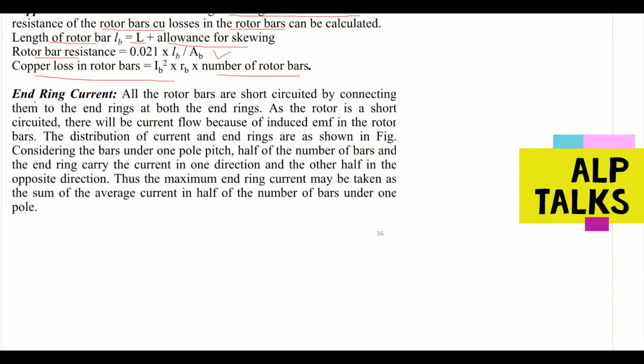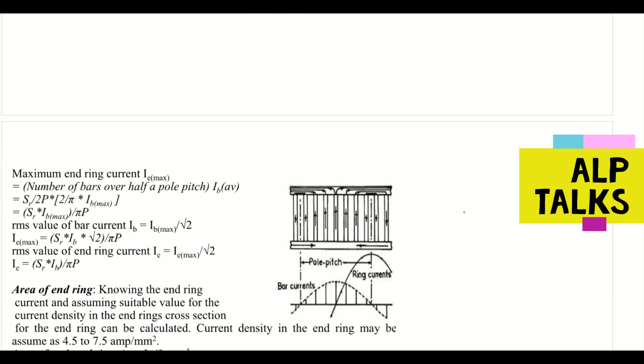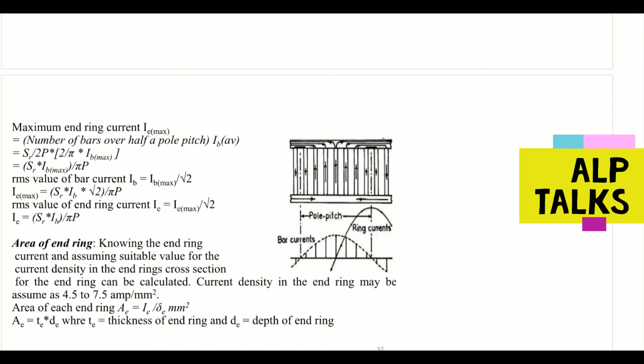End ring current. What will be the end ring current? All the rotor bars are short circuited by connecting them to the end rings at both ends. As the rotor is short circuited, there will be current flow because of the induced EMF in the rotor bars. The distribution of current in the end rings is shown in the figure. Considering the bars under one pole pitch, half the number of bars carry the current in one direction and the other half in the opposite direction. Thus, the maximum end ring current may be taken as the sum of the average current in half of the number of bars under one pole. So, half of the number of bars in one pole we will take as the current.